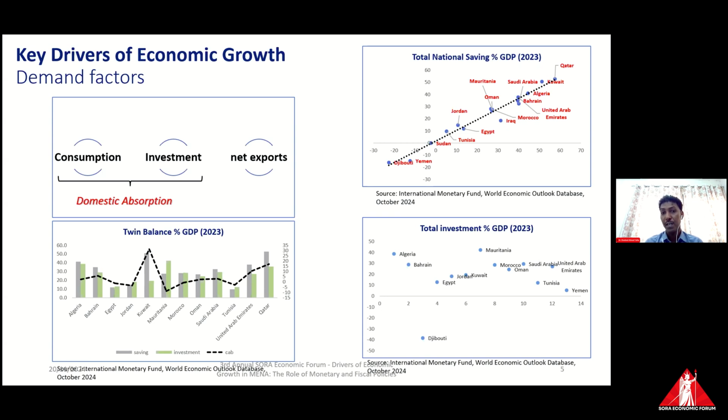If we put these two charts together, we have a very interesting chart about the twin balance as a percent of GDP in 2023. We can observe that in countries where national saving is much higher than investment, these countries enjoy a considerable level of current account balance. Of course, they can take advantage of this surplus and invest it abroad, which gives them an opportunity to build a buffer to face any exogenous shocks they might encounter in the future.